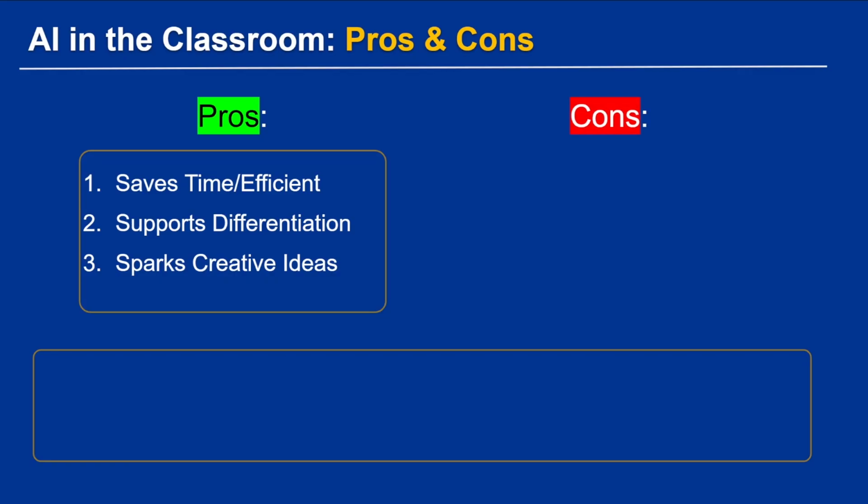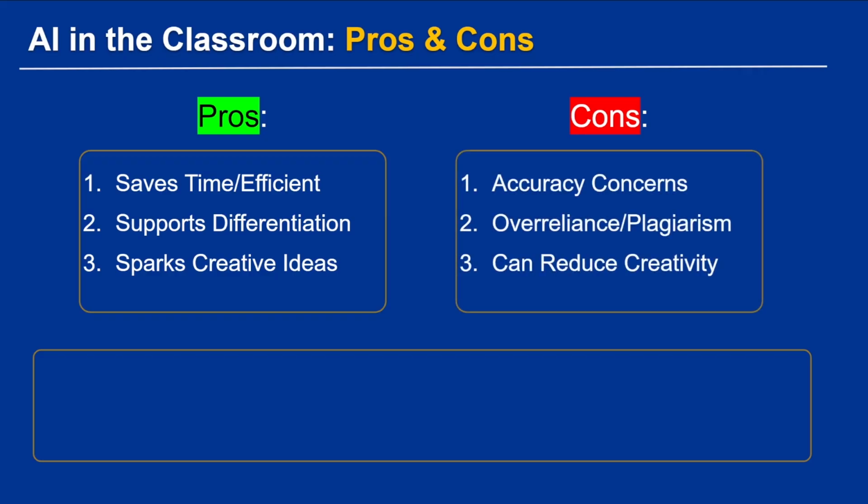But AI can also have some obvious and not so obvious cons to it as well. It can often be inaccurate or biased.